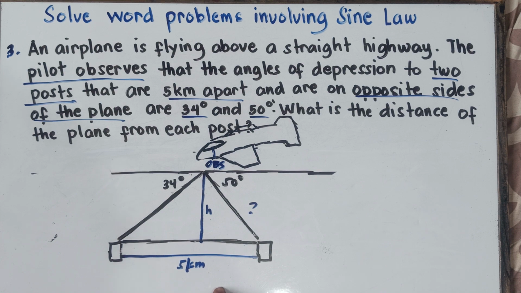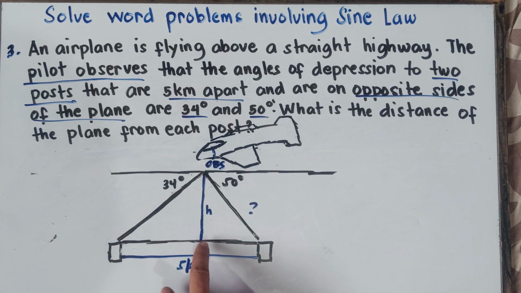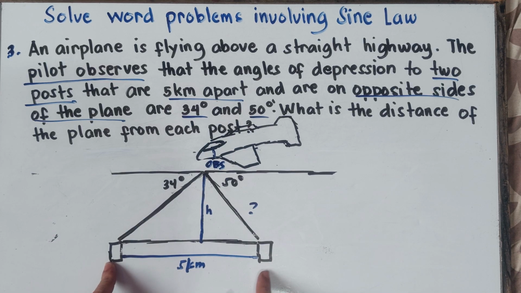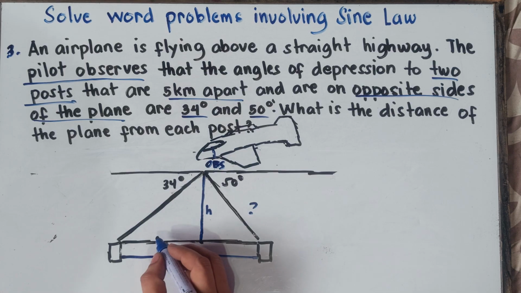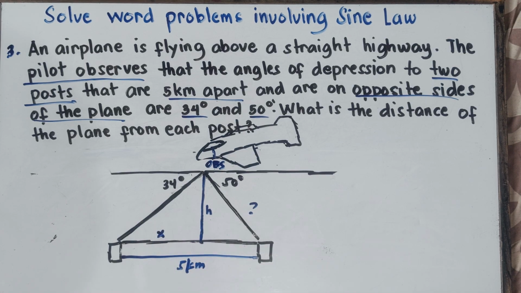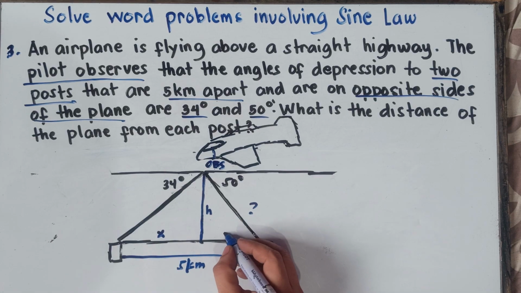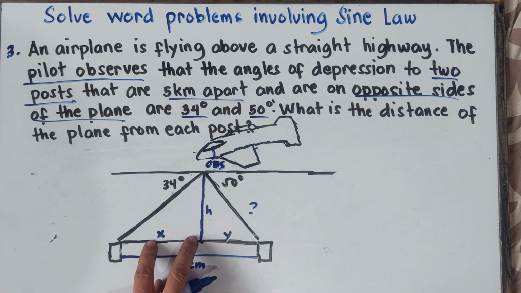I hope you understand this one, class. We don't have the distance from post A going to the height, but we know the total distance from post A to post B is 5 kilometers apart. This one right here, class, will be x. Assume this is x. And from the height going to post B, this is y, right? This is x. This is y.